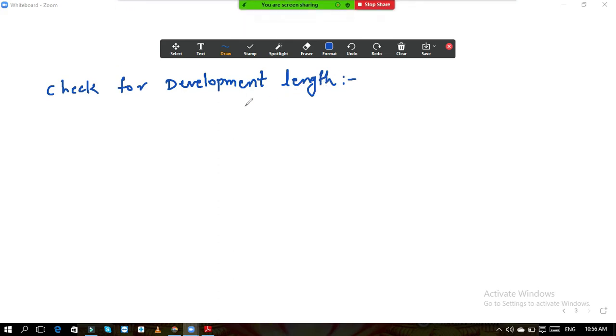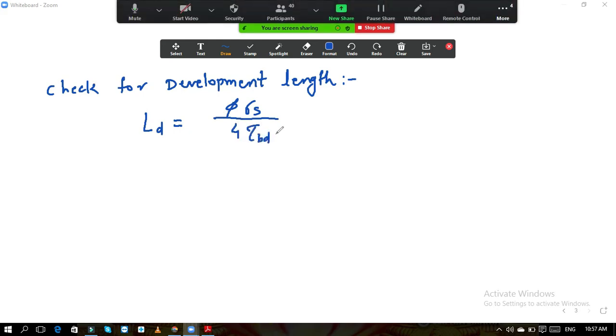First of all, calculate the development length LD. Development length LD is equal to, what is the formula? You need to refer to the formula given in the IS code. I have already shown you the formula: phi sigma s upon 4 tau BD. This is the formula.